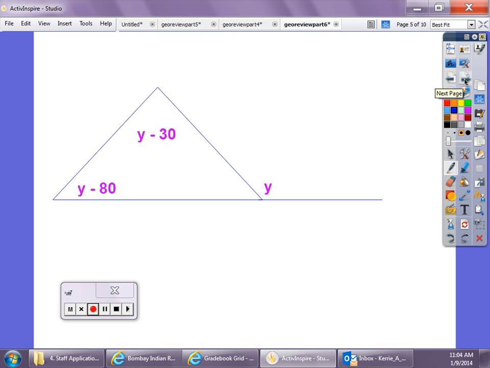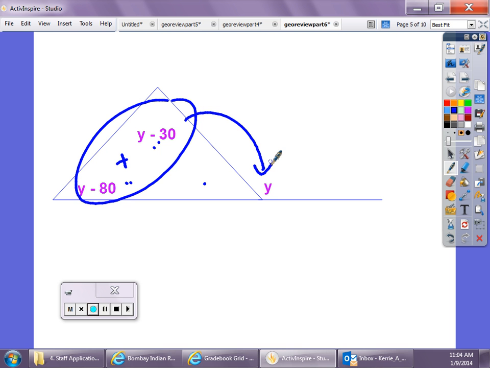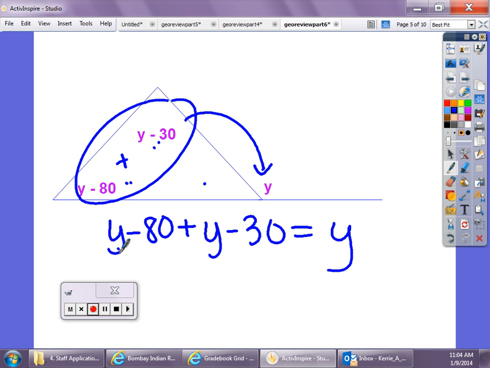What do I know about this angle, and this angle? This one and this one is 180. But those two add up to the outside. These two add up to this outside one. So, the exterior sum rule: y minus 80 plus y minus 30 equals y. Combine like terms. What's y plus y?